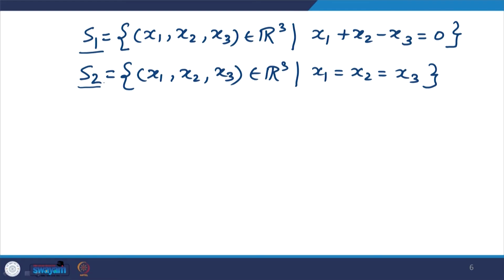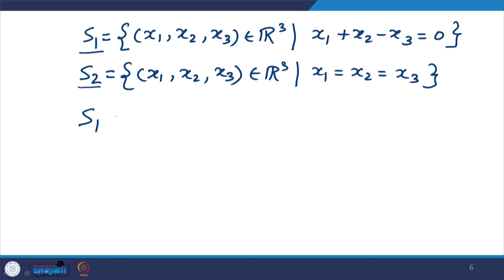What kind of elements will we be having in S2? (1, 1, 1), (2, 2, 2), (0, 0, 0), where all three components are equal. And what kind of elements will we be having in S1? Where the sum of the first two components equals the third component. For example, (1, 1, 2), (3, 4, 7), like this. So, 3 plus 4 equals the third component 7, and (0, 0, 0).